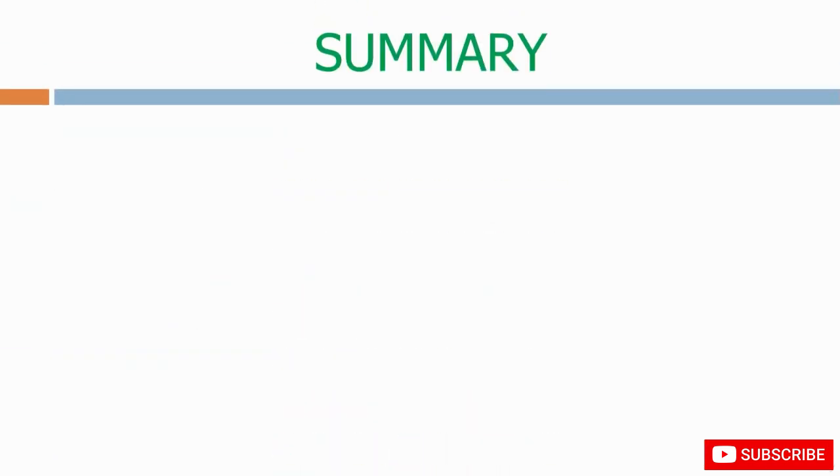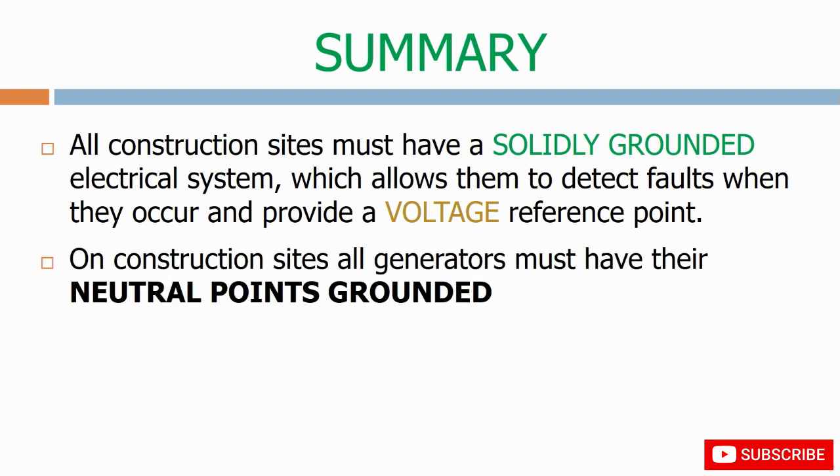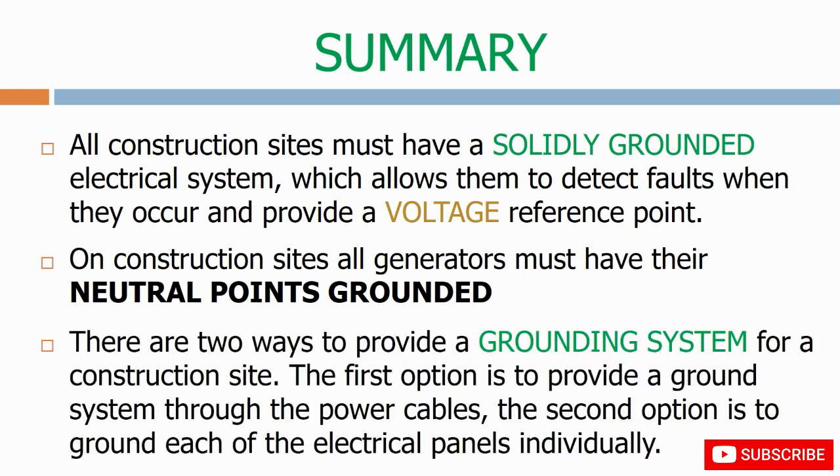Let's summarise what we've learned today. All construction sites must have a solidly grounded electrical system, which allows them to detect faults when they occur and provide a voltage reference point. On construction sites, all generators must have their neutral points grounded. There are two ways to provide a grounding system for a construction site. The first option is to provide a ground system through the power cables. The second option is to ground each of the electrical panels individually.